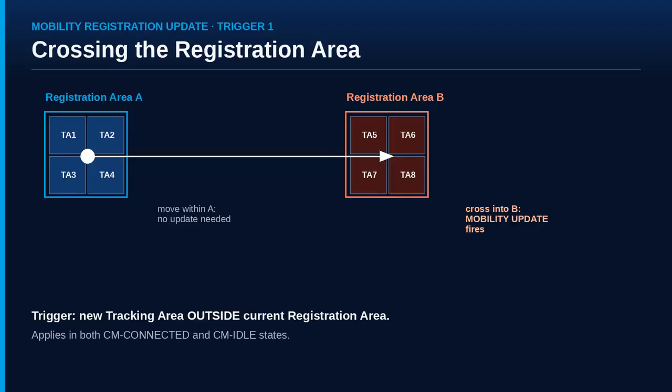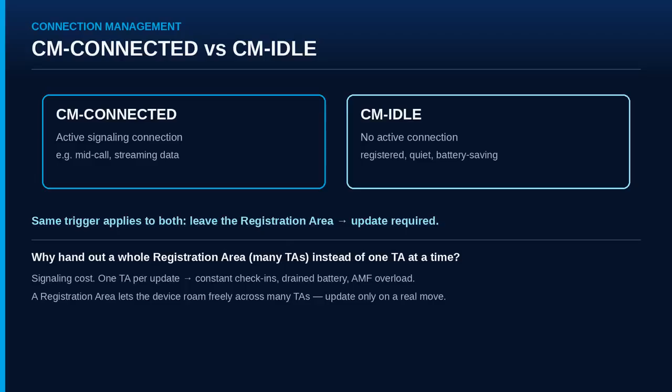Let's slow down on something we breezed past. Why does it matter whether a device is CM connected or CM idle when it crosses that registration area boundary? CM stands for connection management, and it describes whether the device currently has an active signaling connection to the network. CM connected means the device is actively talking to the AMF right now, say mid-call or streaming data. CM idle means it's registered but quiet. No active connection, saving battery, just listening for pages.